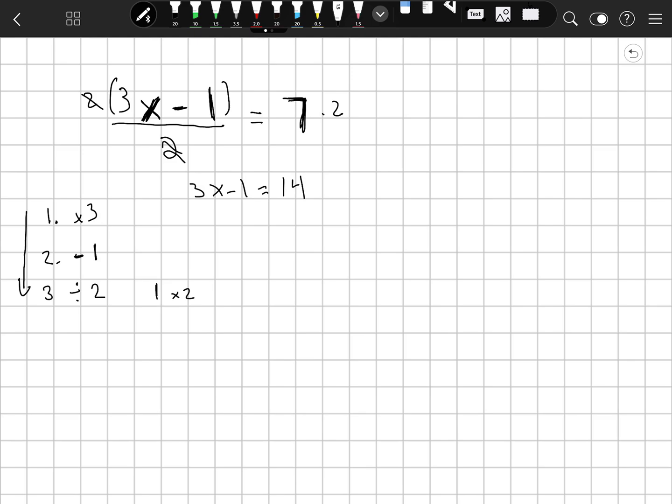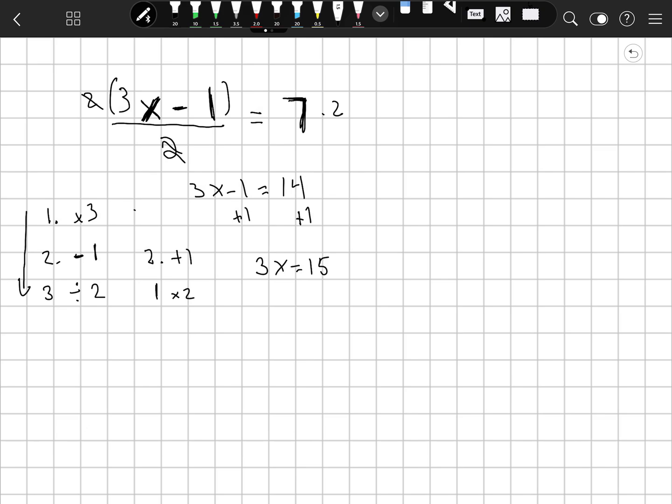And the second thing we did was subtract 1. It's like we were putting wrap on the box. So we're going to take off the wrap. Second thing, we need to take off the wrap. We're going to add 1. So plus 1 and plus 1. We got 3x now equals 15.